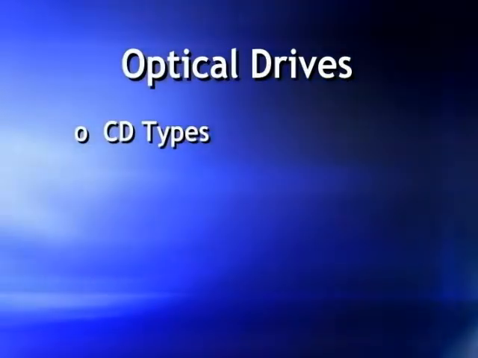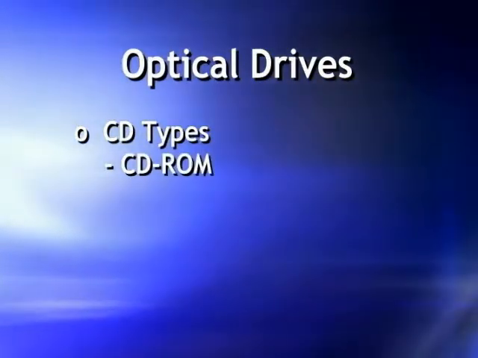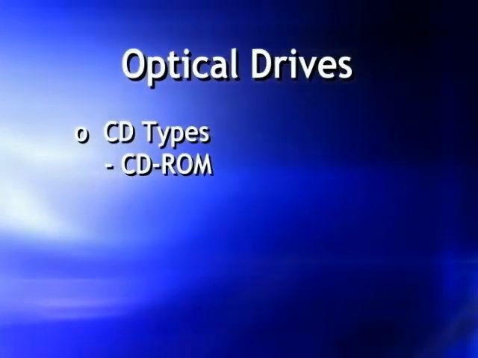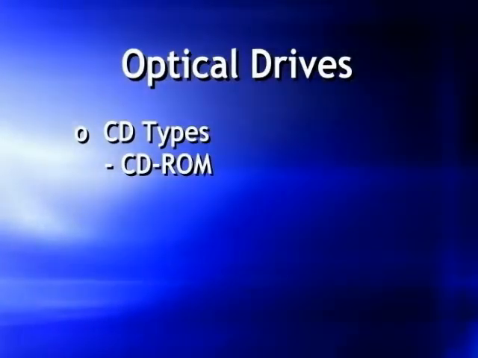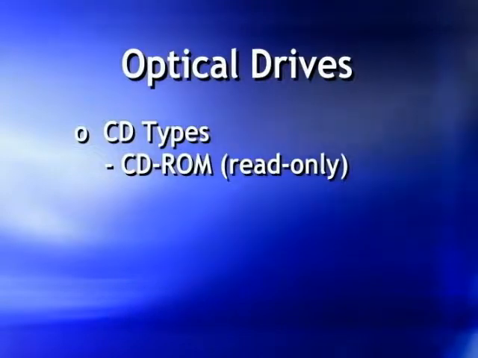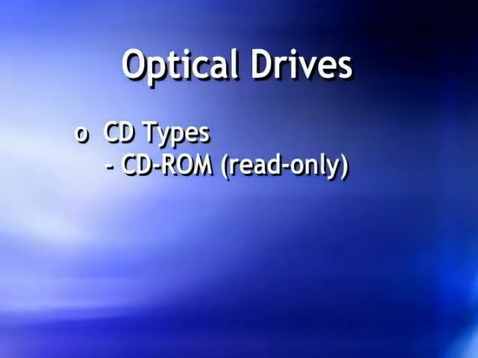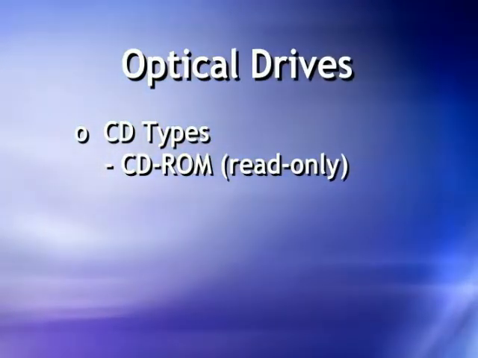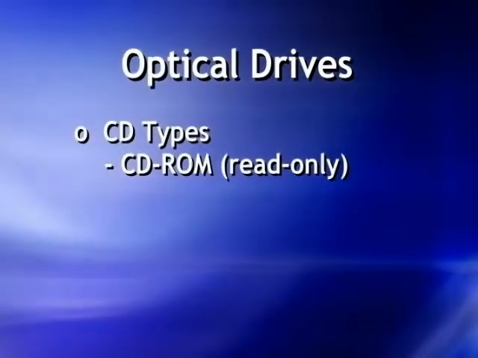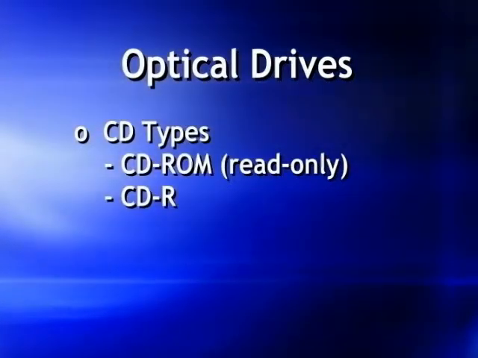The first type is called a CD-ROM. This is the earliest type of CD optical media drive, and ROM stands for read-only memory. It could only read disks. It couldn't write disks. If you wanted a writer, then you need to look at one of two other options. One was called a CDR. This was the first type of CD burner.